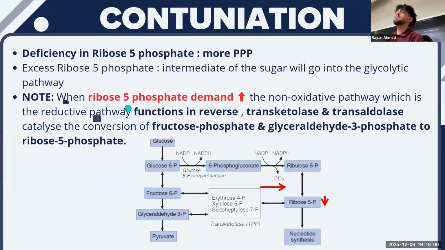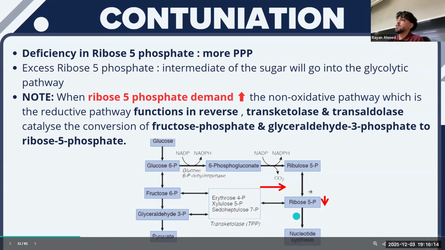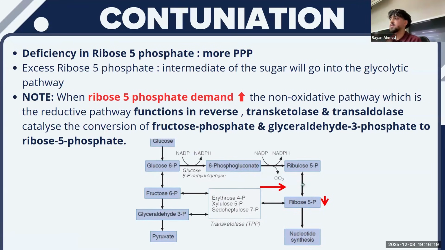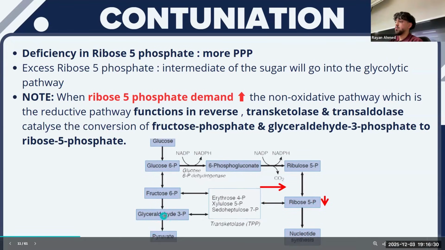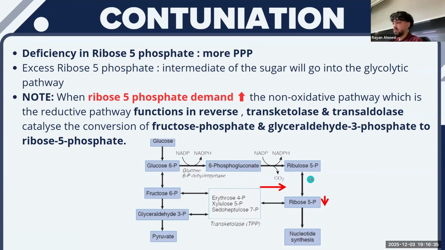Okay, continuation. Deficiency in ribose 5-phosphate, more pentose phosphate pathway. Again, remember when we said when there's a lot of ribose 5-phosphate, we're going to block the pentose phosphate pathway and we're going to go into glycolysis. That's when there's no ribose 5-phosphate, we're going to use more PPP. From now on, I'm going to be using PPP, not pentose phosphate pathway, because it's very long. Anyways, so ribose 5-phosphate goes into glycolysis again when there's a lot. That's when there's barely any. When there's a deficiency in ribose 5-phosphate, we're going to have more pentose phosphate pathway occurring.